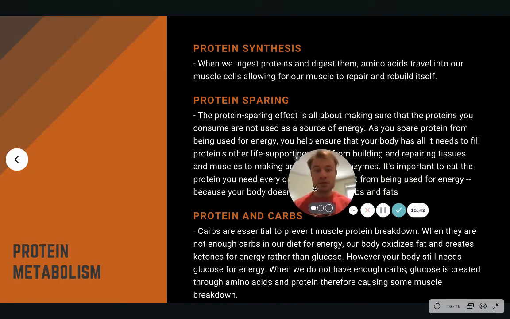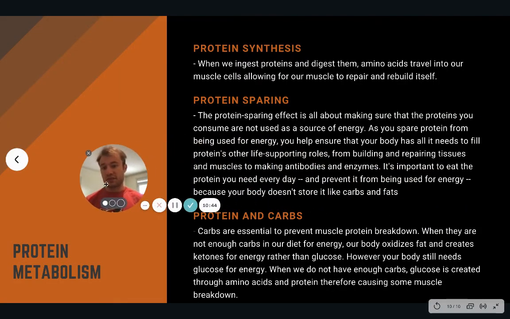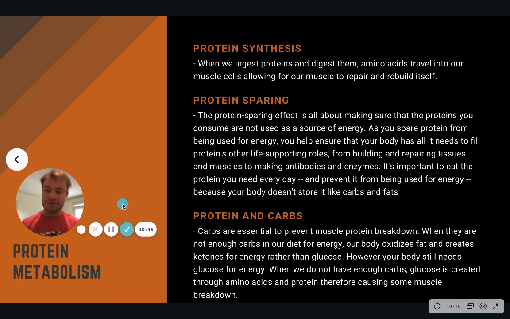Protein metabolism, talking about protein synthesis versus breakdown. It's important when we're in a fat loss cycle that we have more protein synthesis than breakdown, so that way we can spare our protein, making sure that we have as much protein in our body as possible, so that way we can develop a better body and a better physique. The protein sparing effect is just that. It's sparing the amount of protein. Therefore, we do not use protein as energy, and carbs are going to be very essential for that because of the fact of glucose, right?